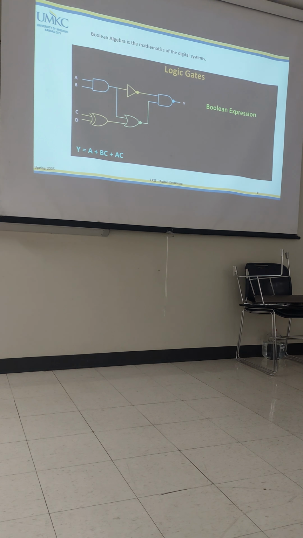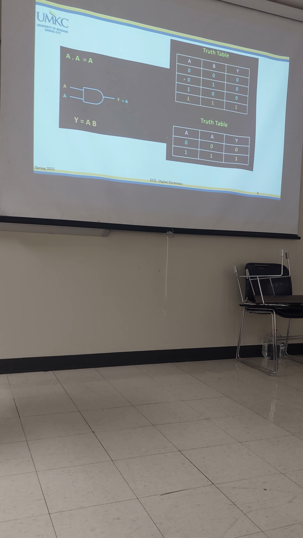Simple. If you connect one input to the ground, the output will always be 0 for an AND gate. For the AND gate, if you connect one input to the VCC, then it will give you the output of whatever you give to the input. If A equals 0, output will be 0. If A equals 1, output will be 1. And if both inputs are the same, it will give you the same output. So it's simple: A dot A equals A.